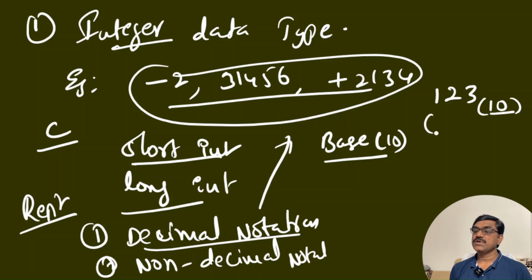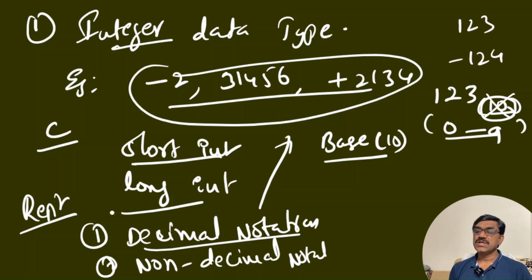Why is the base 10? Because we use the digits from 0 to 9. When we use the decimal number system, there is no need to mention the base explicitly. We just write numbers like 123 or minus 123. So generally we represent integers using the decimal notation. Now we are going to see how to represent integers using non-decimal notation.